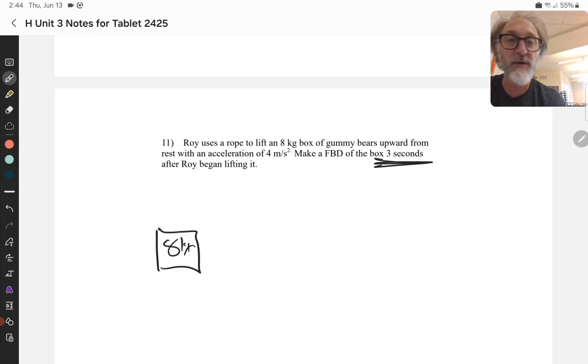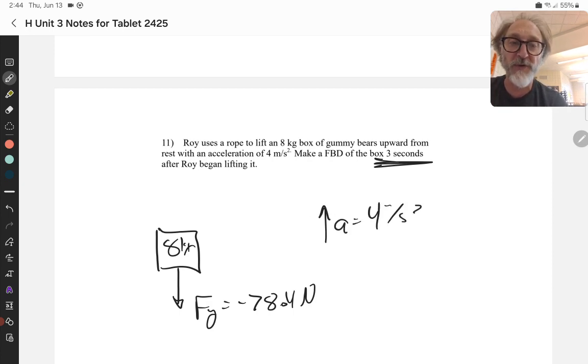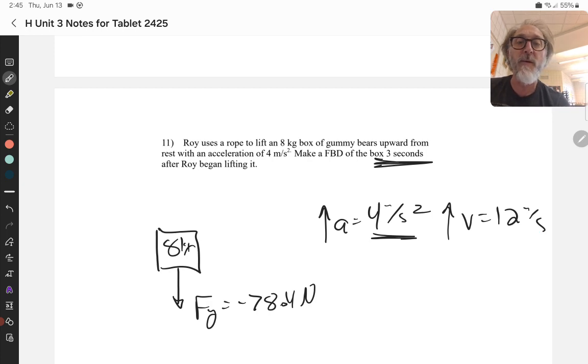8 kilograms. So I'm going to start with my force of gravity. Remember, force of gravity is mass times 9.8. So 8 times 9.8 gives me 78.4 newtons down. I'm going to go ahead and make it negative. The problem tells me that the acceleration is 4 meters per second squared. It's going from rest, so after 3 seconds my velocity is going to go up by 4, 3 times. So now my velocity is 12 meters a second. Oh, I know the acceleration, so I can find my net force.